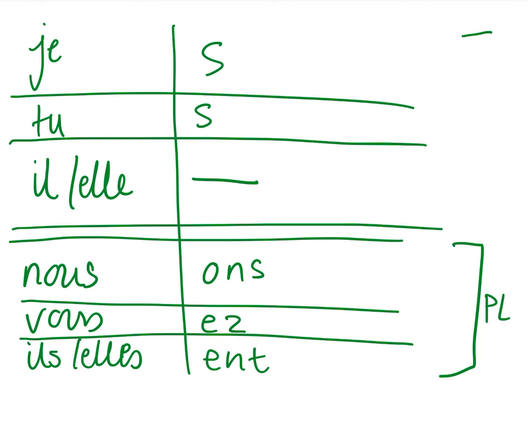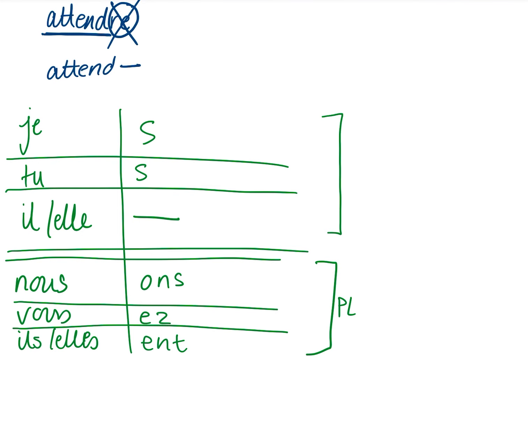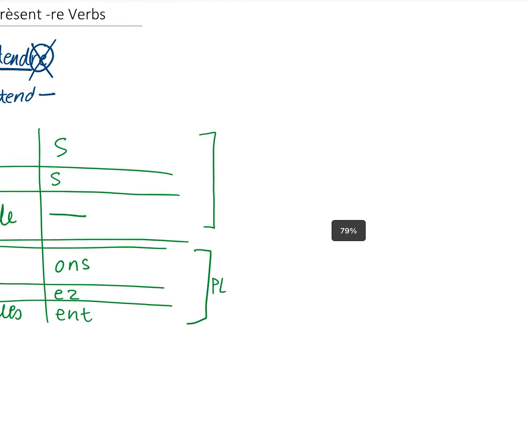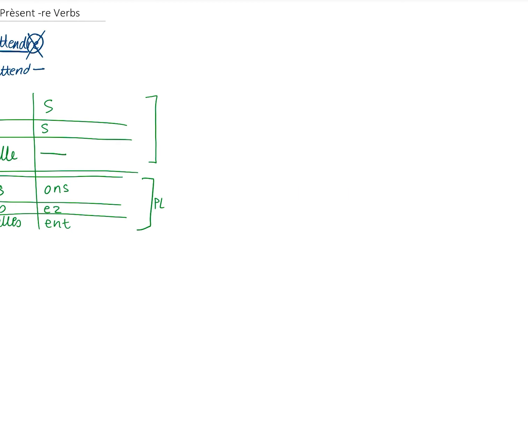For the singular form, they are slightly different, but there's not too much to remember because je and tu are just S, and il or elle, you leave it as this. So you take off the RE and you have d, or you have another consonant that you leave. So let's see how to put it all together.